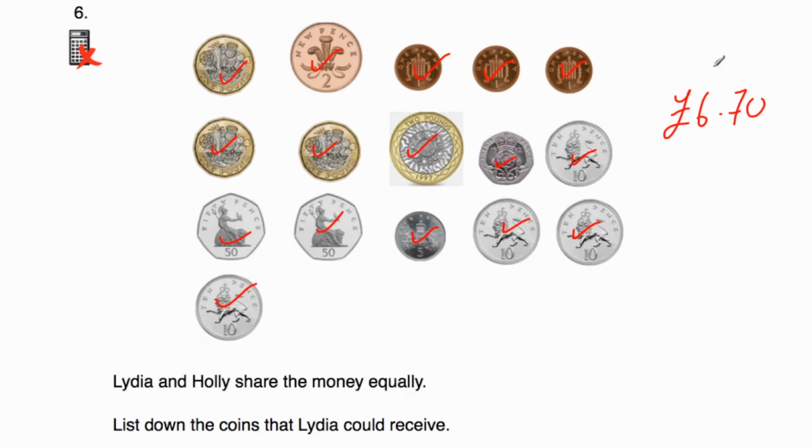So let's half that to see how much money they receive each. So let's take our £6.70 and let's divide that by 2 to see how much they each receive. So half of £6 is £3, and half of 70p is 35p. So they each receive £3.35.